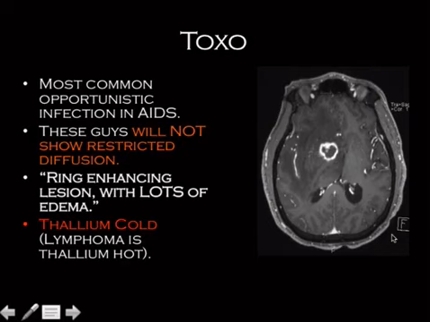Now I talked about this in a pulmonary lecture, I think, that thallium is going to be cold for toxo, and then lymphoma would be hot. Now, lymphoma would probably restrict diffusion also. And just a quick review, remember that thallium is a potassium analog, works on the sodium-potassium pump that requires active transport, ATP, so the thing has to be like a cell that functions like that like a tumor, lymphoma, whereas toxo wouldn't have that ATP sodium-potassium pump going, so it would be thallium cold.